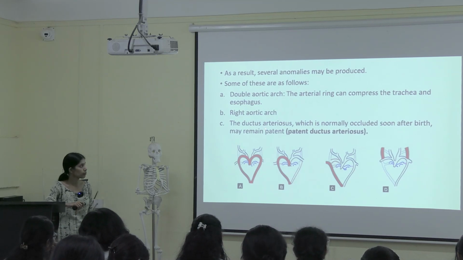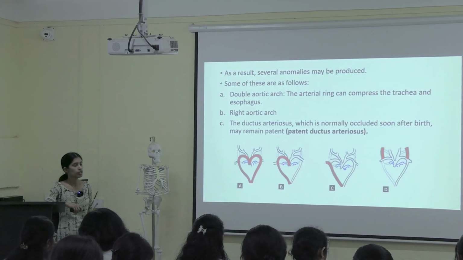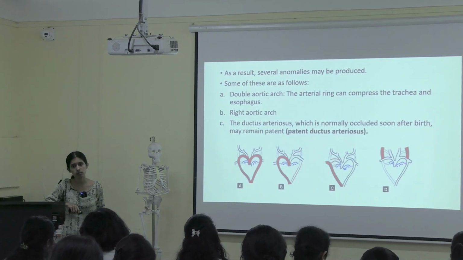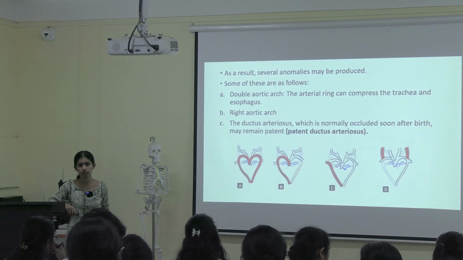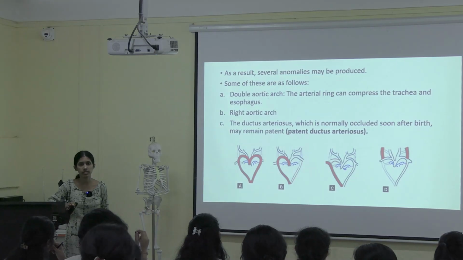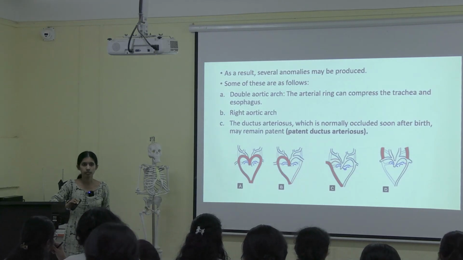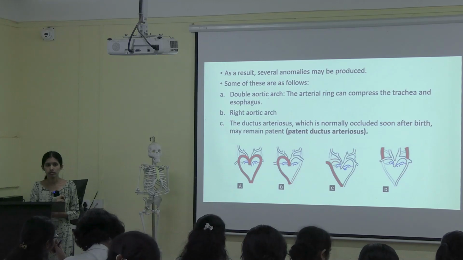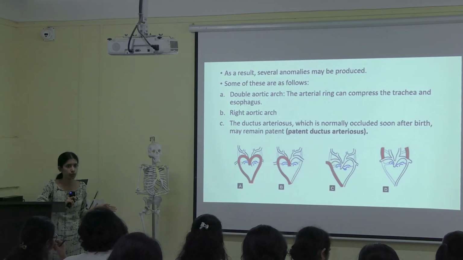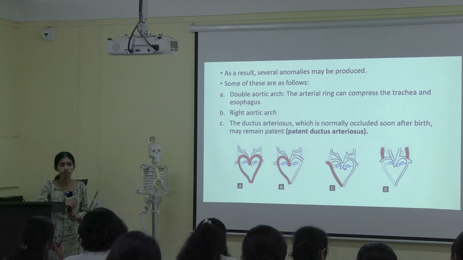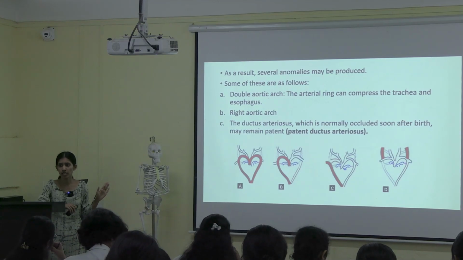What does that sentence mean? The ductus arteriosus, which is normally occluded soon after birth, may remain patent. So where do you see the ductus arteriosus? Whether it is related to your pharyngeal aortic arch or dorsal aorta. Ductus arteriosus is related to your pharyngeal arch arteries or to your dorsal aorta.